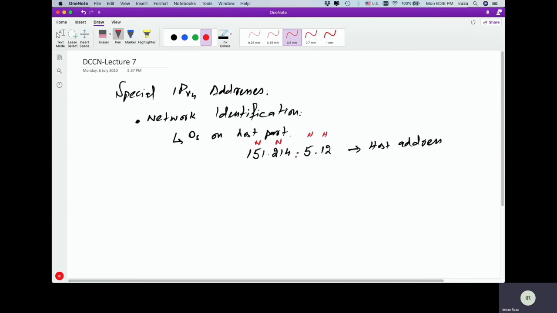So what I'm going to do is turn the host portion bits 0, and this will give me the network address. So it is 151.214, which I cannot change, as these are assigned by the American Registry for Internet Numbers, and I'll turn all the host portion bits 0. So this is my network address. This is the first special IP version 4 address. And how can we calculate the network address? Very simple. We calculate it by turning all the host portion bits 0.